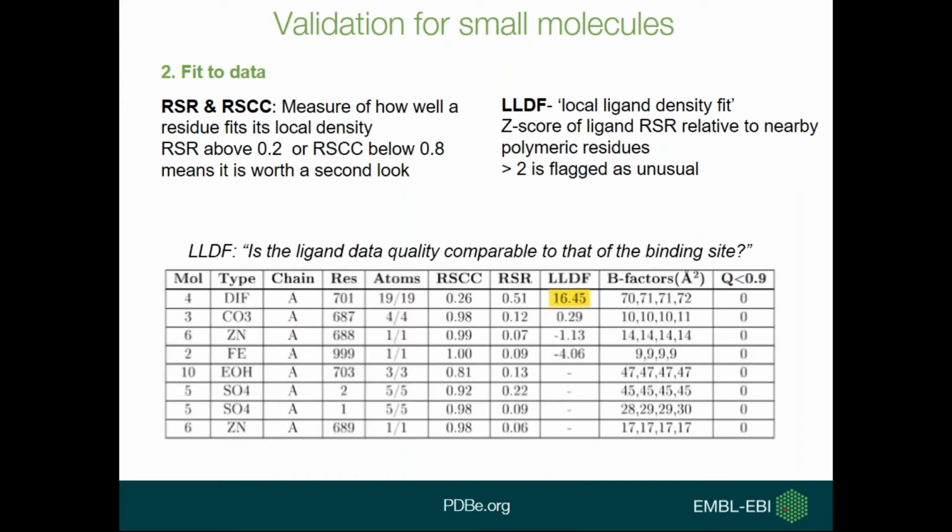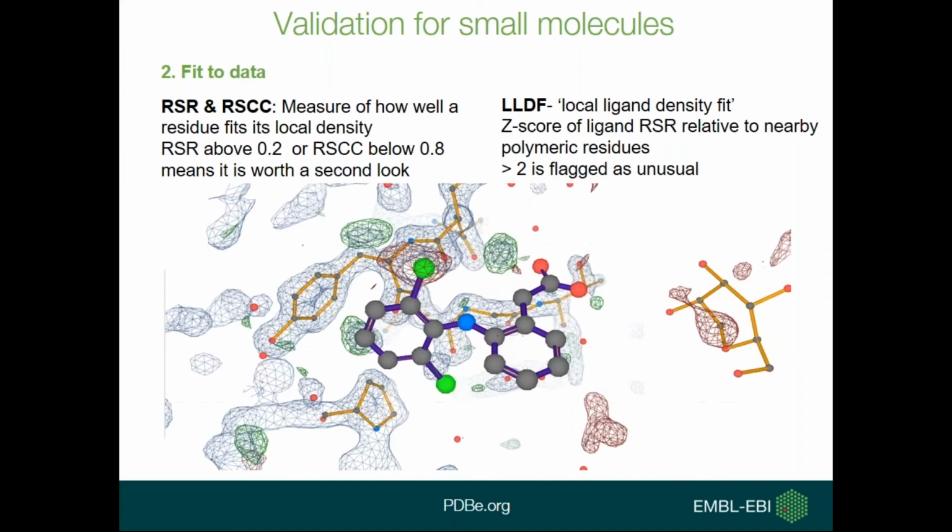So it asks the question, is the ligand data comparable to that of the binding site that the ligand's sitting in? And you can see here for this particular one, the ligand at the top, DIF, which is the painkiller diclofenac. The LLDF is vastly greater than 2. The RSR is much higher than 0.2, and the RSCC is much lower than 0.8. So all those metrics indicate that there may be a problem with this ligand. And when you look at the electron density for it, there is very little.